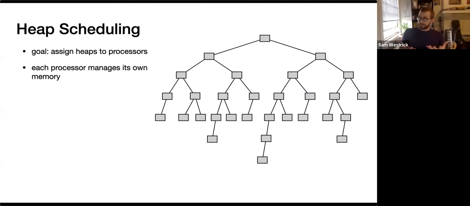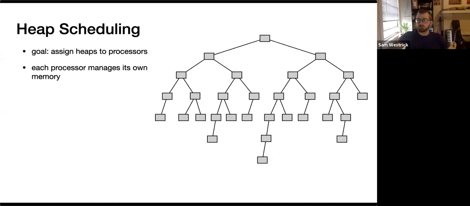Here's our approach to this. How do you take advantage of this tree structure? What we'd like to do is assign heaps to processors. And the idea in the back of the head is we want each heap to manage its own memory, just the heaps that are assigned to it. Sorry, we want each processor to manage just the heaps that are assigned to it.